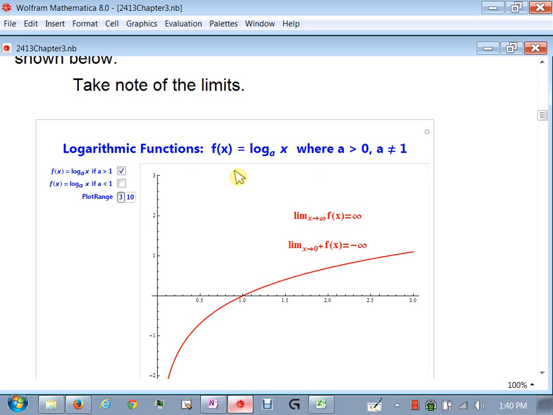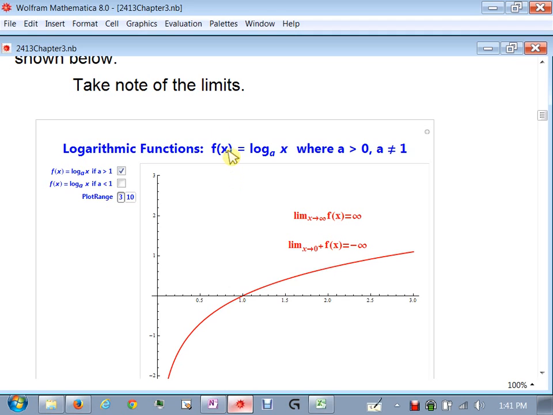If I go out to infinity, a log function should do what? Go to infinity. Don't forget that. Now, it's slow growth, right? It's not exponential. It's not like taking off. But it is slow, but it is going, right? The further out I go, the bigger it gets. So it does go to infinity as I go to the right.